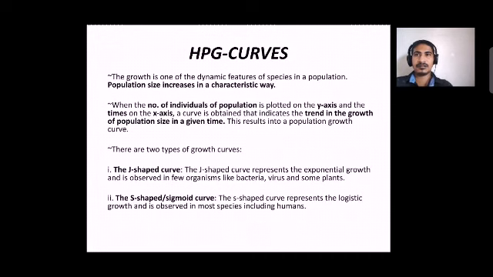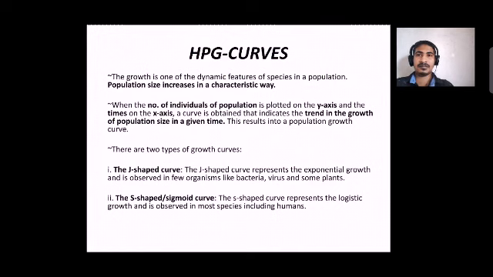Regarding human population growth curves, growth is one of the dynamic features of species in a population. Population size increases in a characteristic way, thereby resulting into the curves. When the number of individuals of a population is plotted on the y-axis and the time on the x-axis, a curve is obtained that indicates the trend in the growth of population size in a given time. This results into a population growth curve. There are mainly two types of growth curves. First is the J-shaped curve, and the other one is the S-shaped or sigmoid curve.